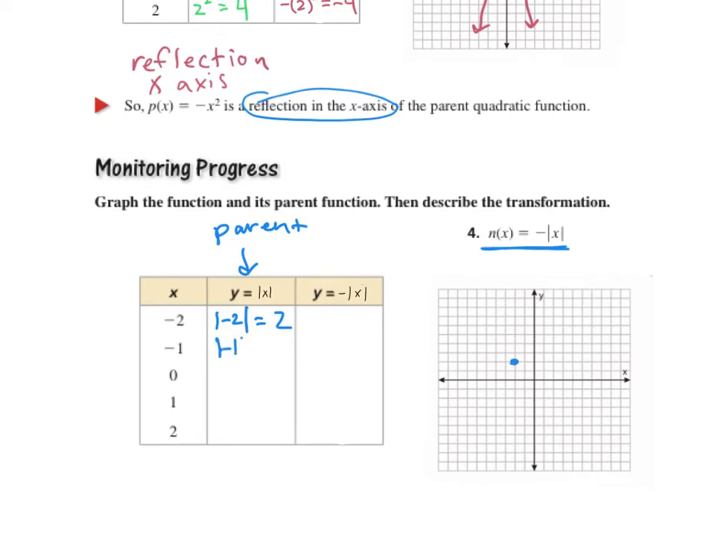What's the absolute value of -1? 1. So we go to the left 1 and up 1. What's the absolute value of 0? 0. What's the absolute value of 1? 1. What's the absolute value of 2? 2. So our parent function is going to look like this.